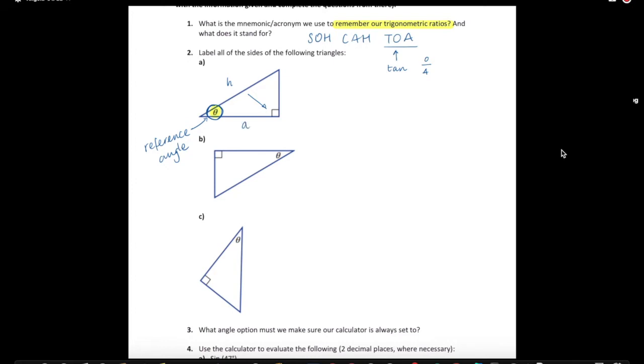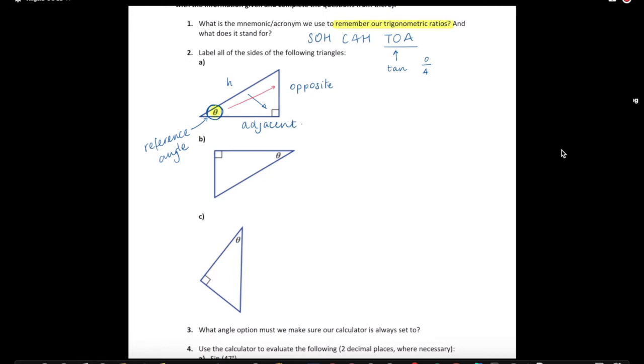Then let's have a look at labeling our adjacent. So one of the features of our adjacent is that it's next to our reference angle and next to the right angle. And then lastly, the side that is opposite our reference angle is also known as our opposite. So that's going to be labeled with the letter O. So please keep those in mind when you are looking at labeling the sides of a right angle triangle, because it will help you identify which of the ratios you need to use when you're asked to find the length or calculate an angle for a right angle triangle.